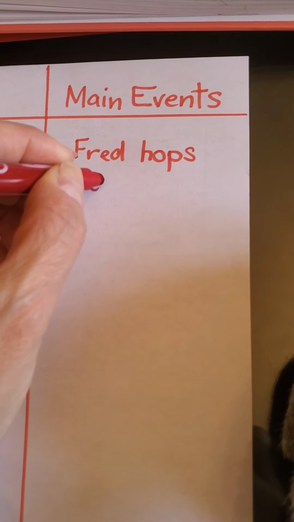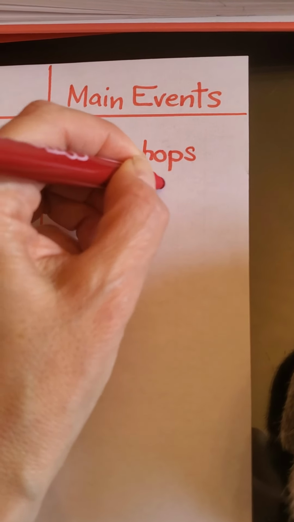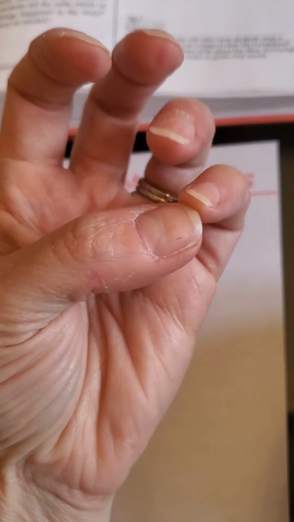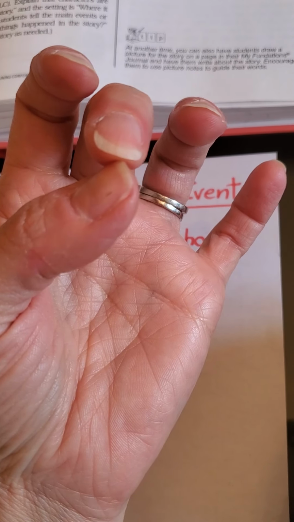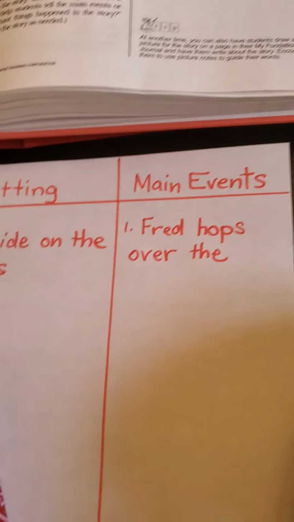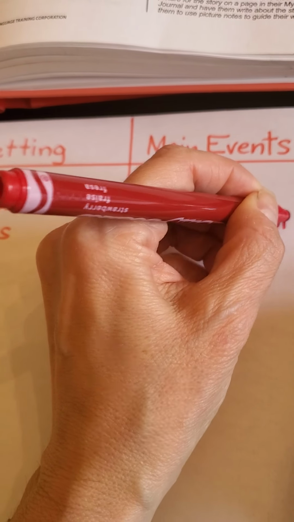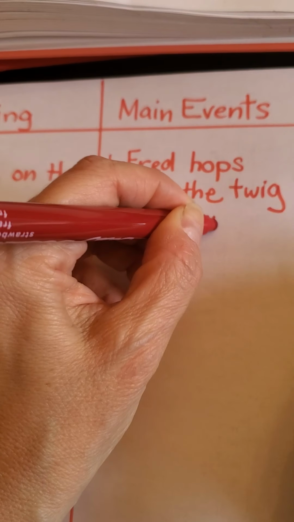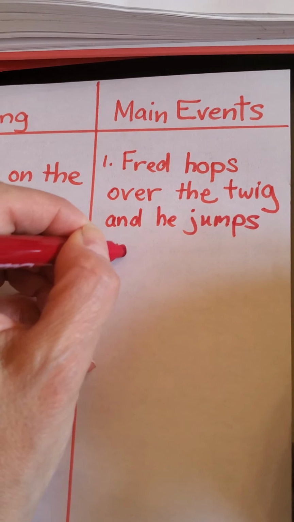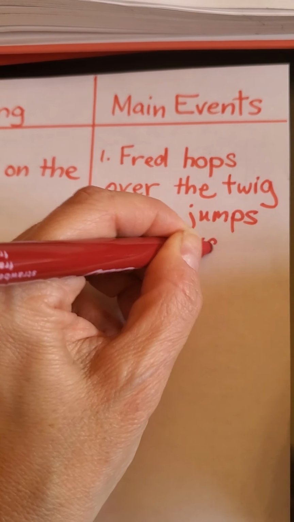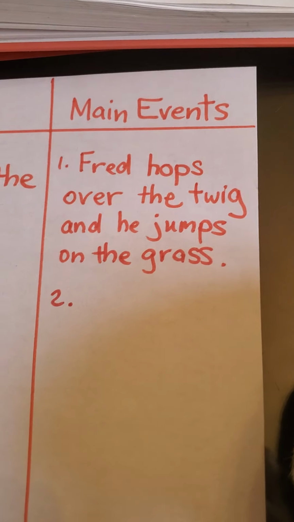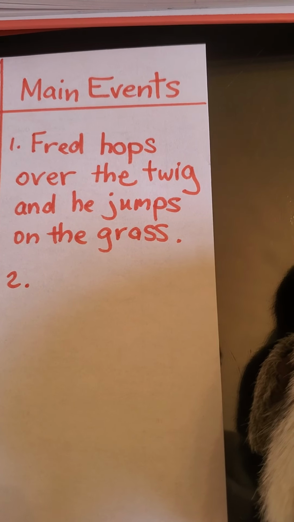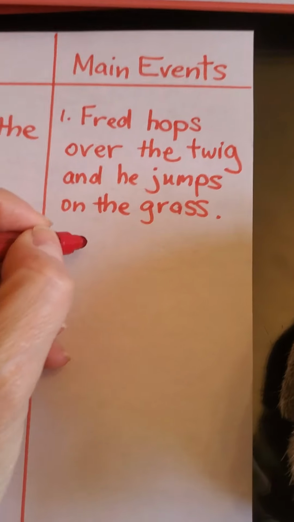We can't really tap that one in. Over. Over is a trick word that we have memorized. Over the grass. Oh, I'm sorry, over the twig. T-W-I-G. That's T-W-I-G. Hops over the twig. And he jumps on the grass. What happens next in the story? He jumps over the mud and on the steps.